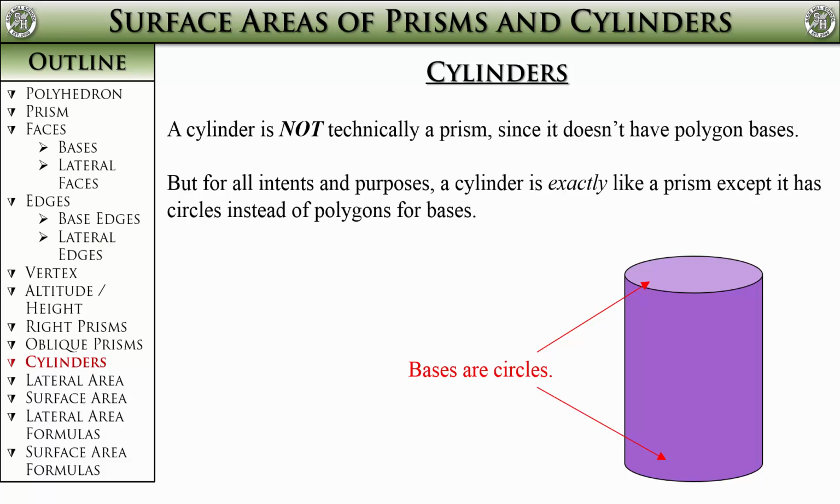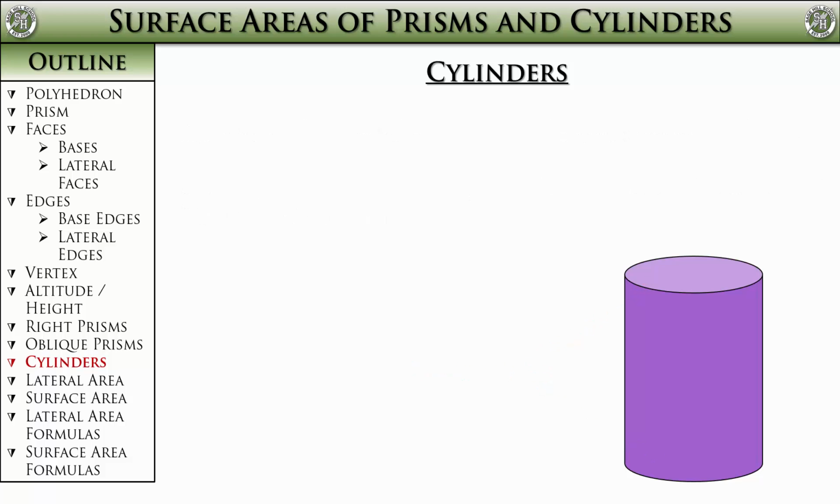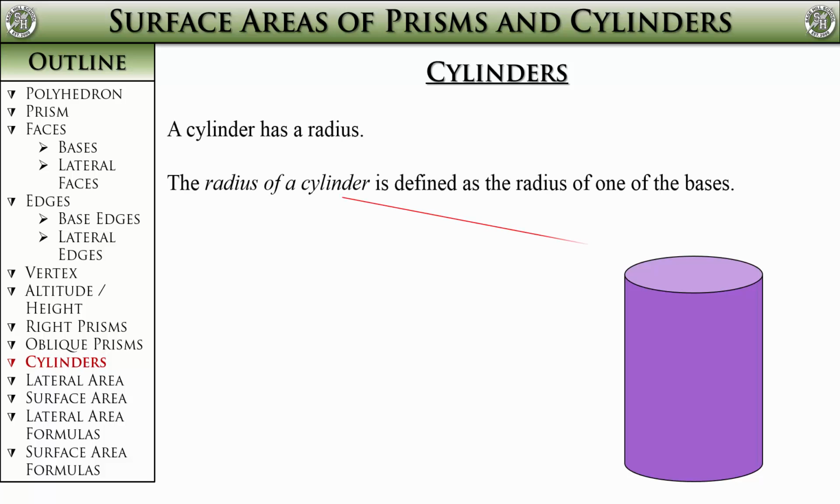There are right cylinders like this one that stand straight up and down. There are oblique cylinders, which I won't bother drawing, which are slanted off to the side. Other than circles instead of polygons for bases, there is only one other cylinder-specific thing to note. A cylinder has a radius. The radius of a cylinder is defined as the radius of one of the bases. That isn't too hard to remember, I bet. That's the only really new thing about a cylinder compared to a prism.